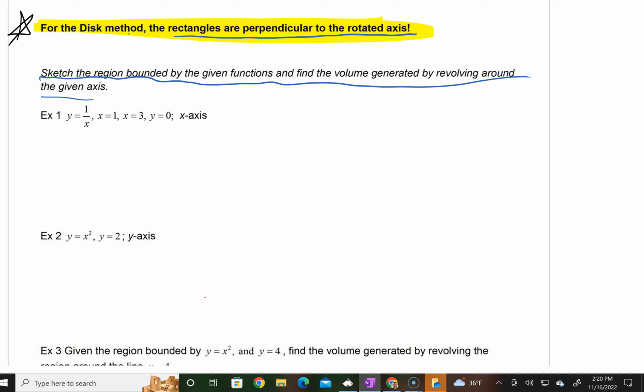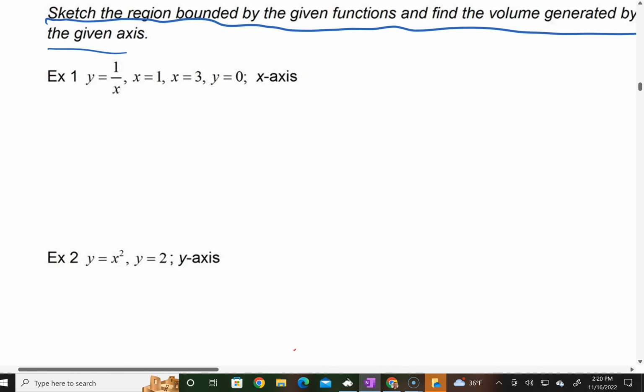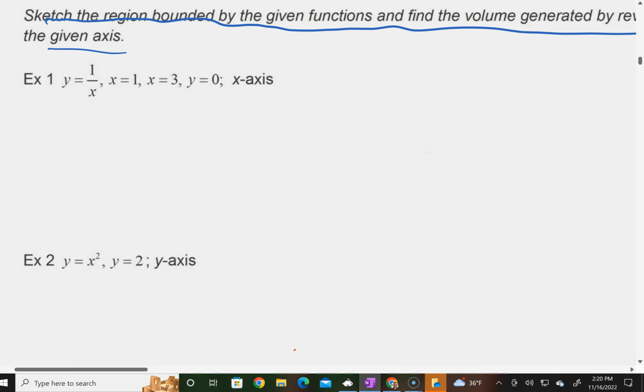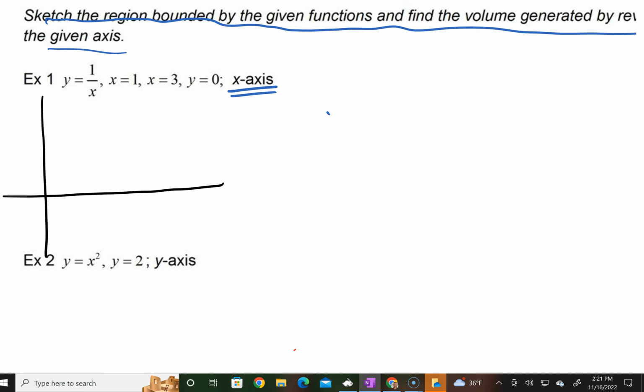So listen, let's do this together right now for example 1. So sketch the region, find the volume by generating it by revolving around the given axis. So immediately we know that we're going to rotate around the x-axis. So listen, I'm going to make a quick sketch, and we could say, wow, we've got y equals 1 over x. Such a famous curve, guys. Such a very famous curve. It's this right here, right?